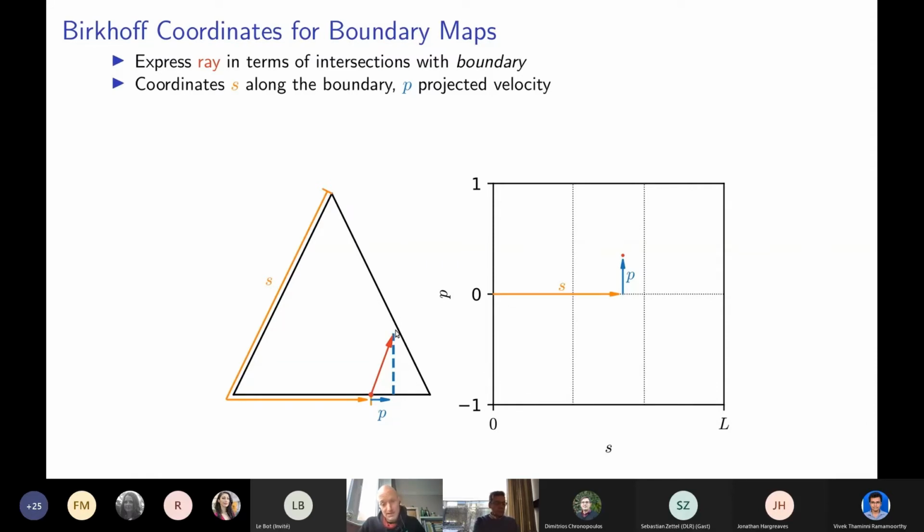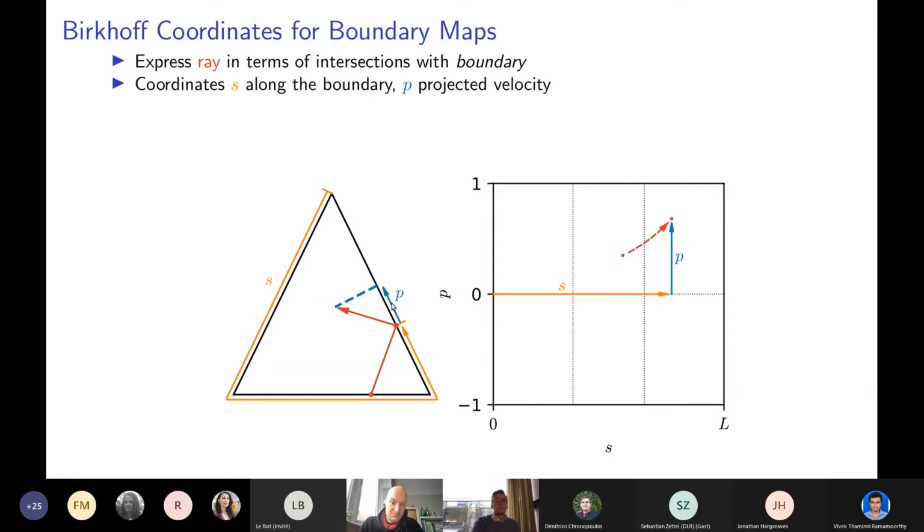There would be the next intersection here. Let's check that, indeed. And this yields another value of S. This is now larger because it's further away from this arbitrarily chosen 0 point here. And we get a new value of P as well, because after our specular reflection, the ray is a bit more tangential to this edge here.